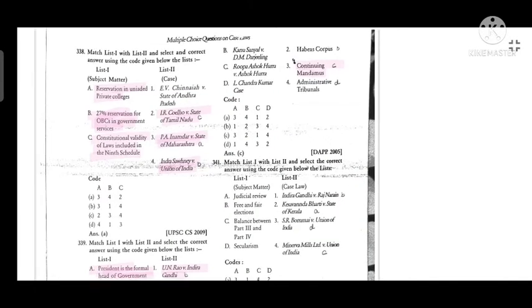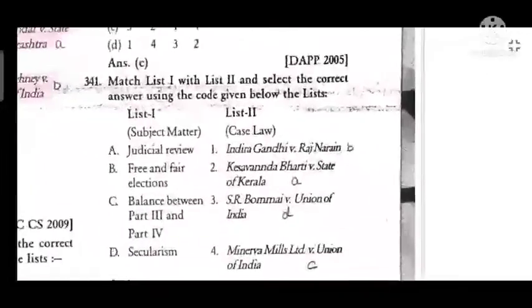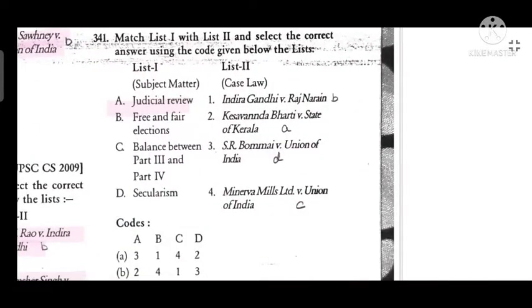Continuing mandamus. Kunal Singhal versus TM Darjeeling. Habeas corpus. Rupa Ashok Hura versus Ashok Hura. Curative petition. L. Chandra Kumar case. Administrative tribunal. Judicial review. Keshavananda Bharti versus State of Kerala.